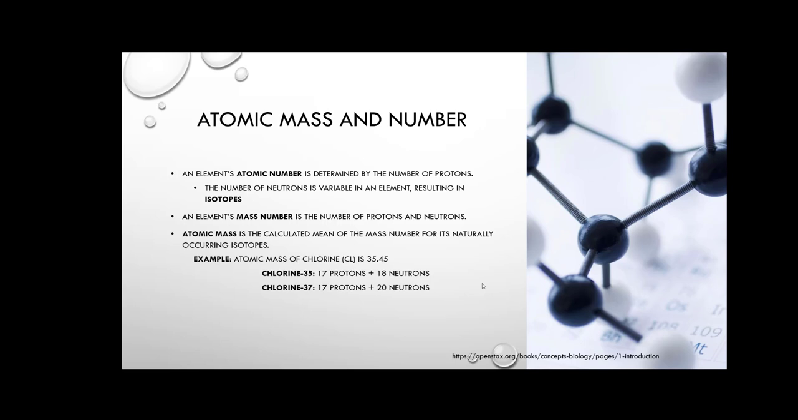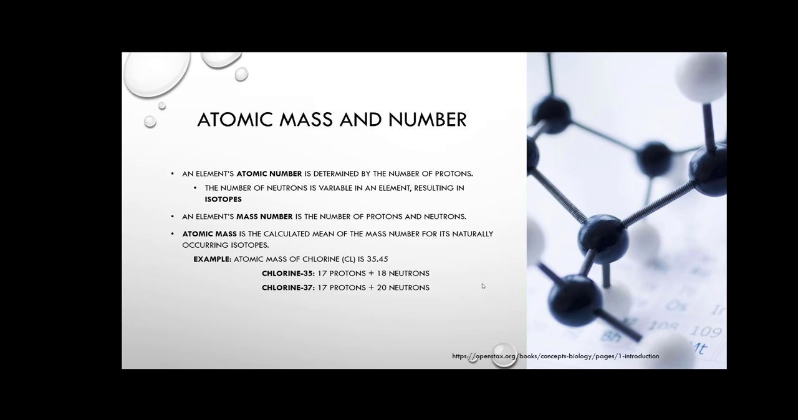Oxygen has 8 protons, so its atomic number is 8. The number of protons determines the element. The atomic number is the number of protons, and that atomic number never changes for that element. Oxygen will always have 8 protons. It will never have 9. It will never have 7. If it has 7 protons and not 8, it's not oxygen. It's nitrogen. So the atomic number is the number of protons, and that never changes.